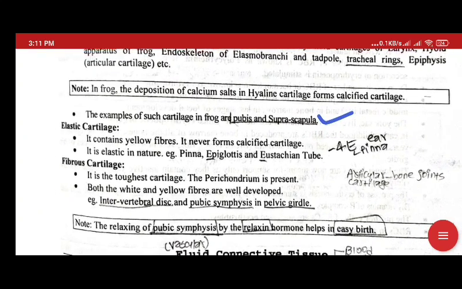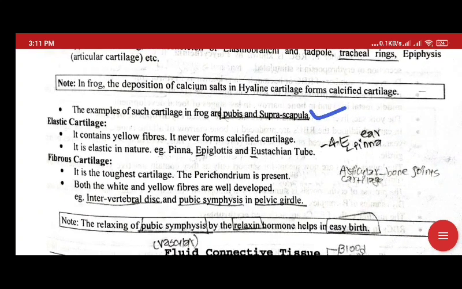Now elastic cartilage contains yellow fiber. It never calcifies, means no calcium will be here, and the example will be what? E for elastic, E for what? Pinna, epiglottis, Eustachian tube.